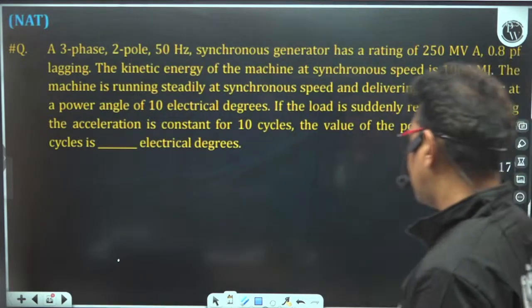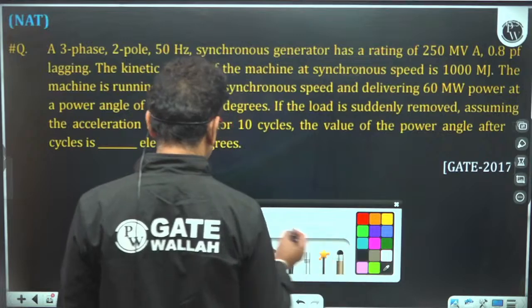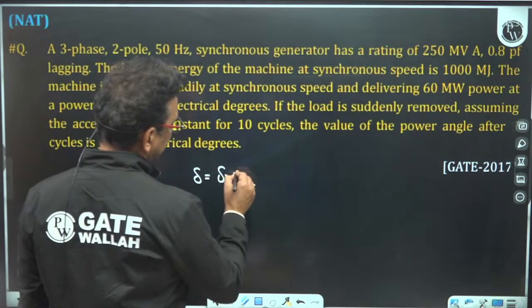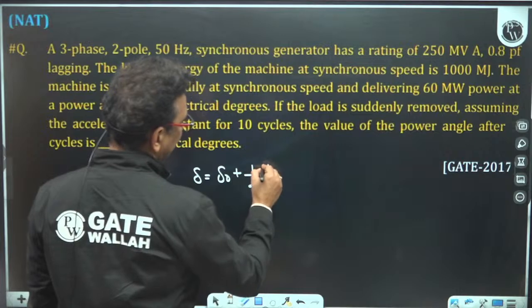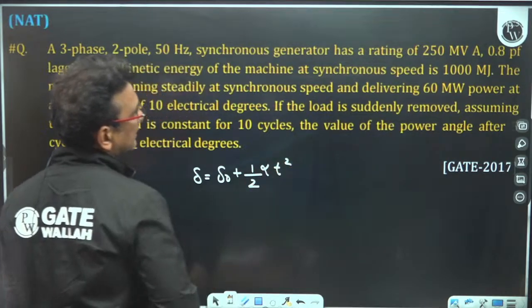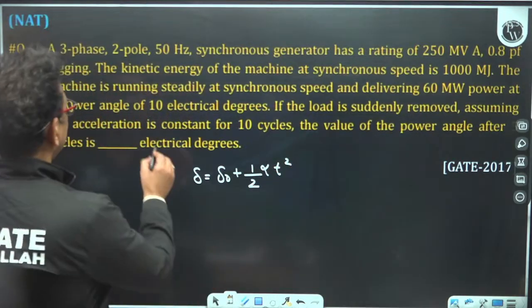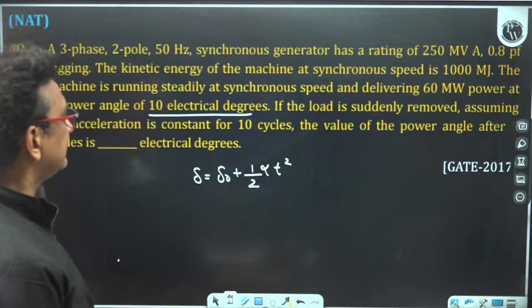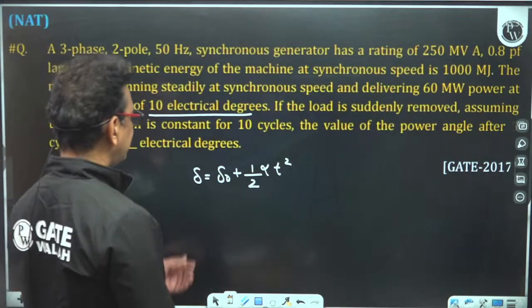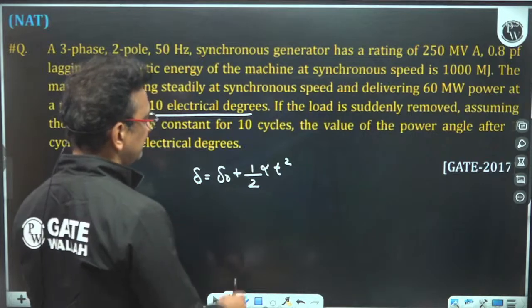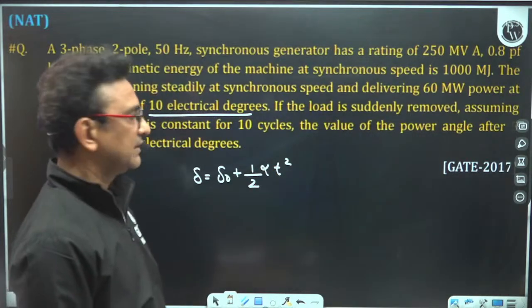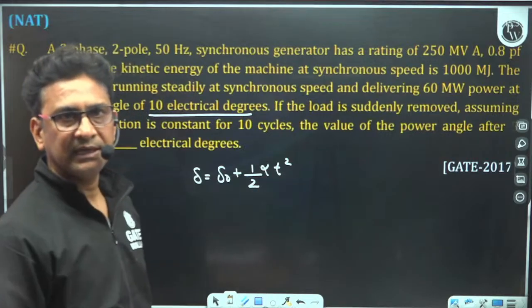Put the formula. How to find out the power angle delta? You need delta naught plus 1 by 2 alpha t square. Delta naught is already given. The initial power angle is 10 electrical degree. So to find out the value of final delta, you need to calculate the value of alpha, that means the angular acceleration, and t, that time.